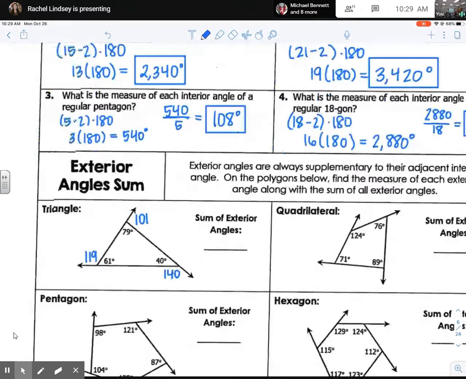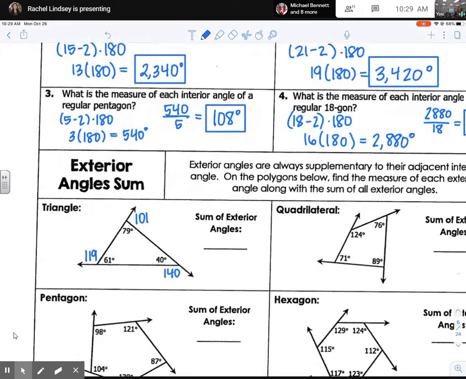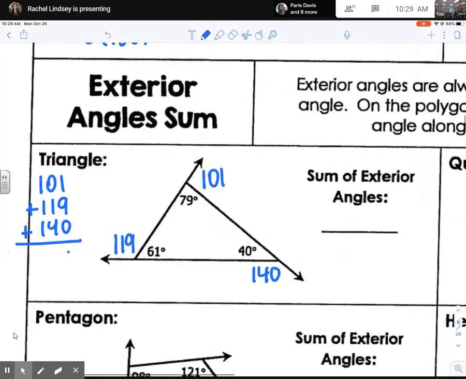Okay? And then we want to find the sum of all those angles. So 101 plus 119 plus 140 is 360. So the sum of the exterior angles of a triangle is 360. Is it always going to be that way? We'll see after the next one.